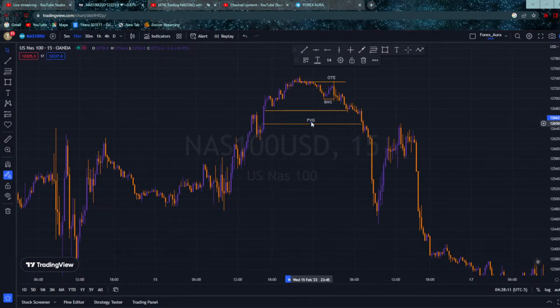This is your imbalance, your fair value gap. But also again, this looks like a market maker sell model. You understand? So let me try to show you.